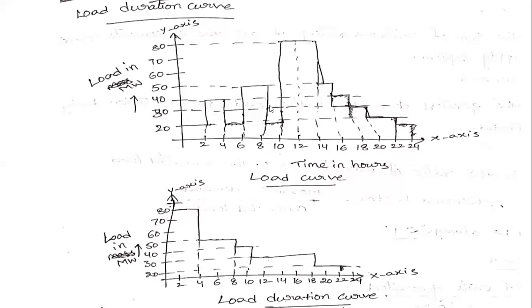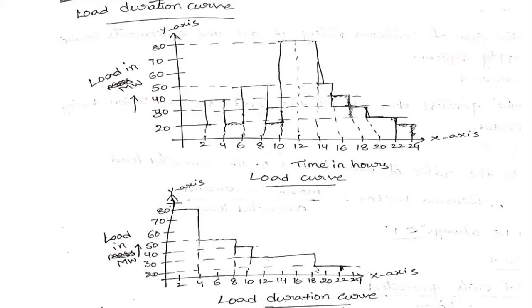Next, the peak is 40 megawatts. For how many hours? That is from 2 to 4 and 8 to 10, so we obtain 40 megawatts for 2 hours. Next, the peak demand is 30 megawatts. For how many hours? From 16 to 20, which means 4 hours.